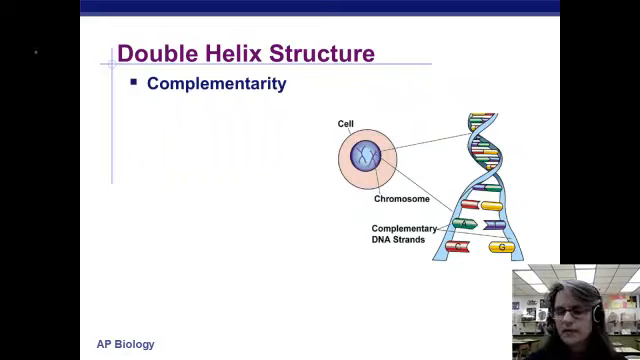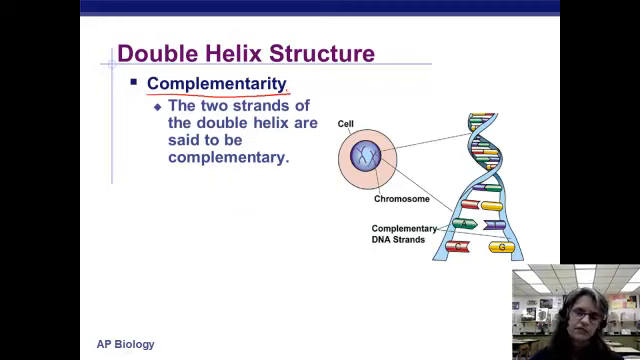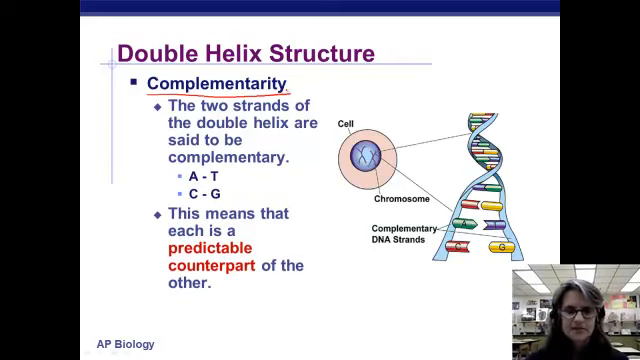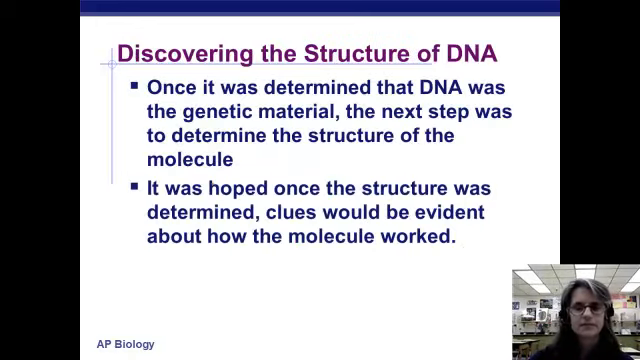This is a really important word then, complementarity. It refers to the A to T, C to G relationship. The two strands that are spiraling around are said to be complementary. A is always going with T, C is always going with G. That means that each is a very predictable counterpart to the other. This is really important. If you've got A on one side, you know T is going to be on the other, for example.